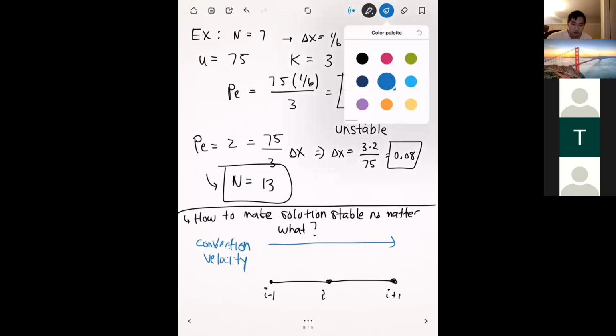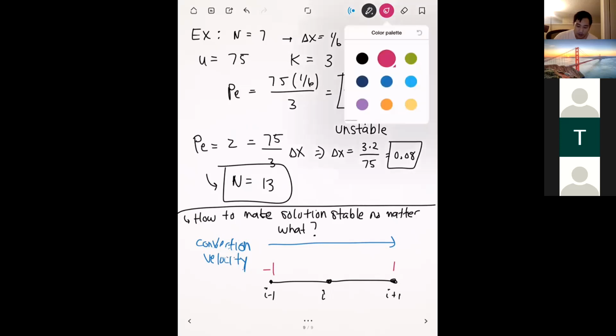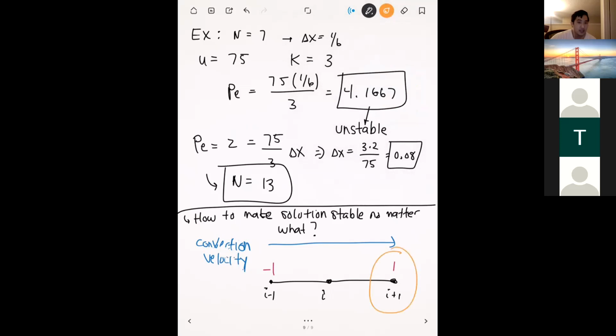If you remember from our central difference scheme, we had a balanced scheme where we had a weight of -1 on I minus 1, and a weight of +1 on I plus 1. There's a better way that we can do this. In particular, the problem is actually this guy. Because with the convection velocity, information is flowing in the same direction as the velocity, so information is traveling from upstream to downstream, where the upstream direction here is on the left and the downstream direction is on the right.